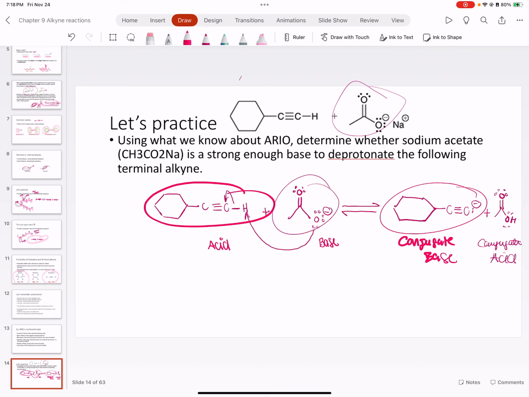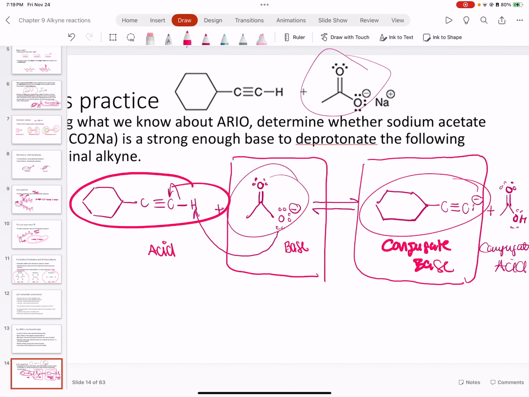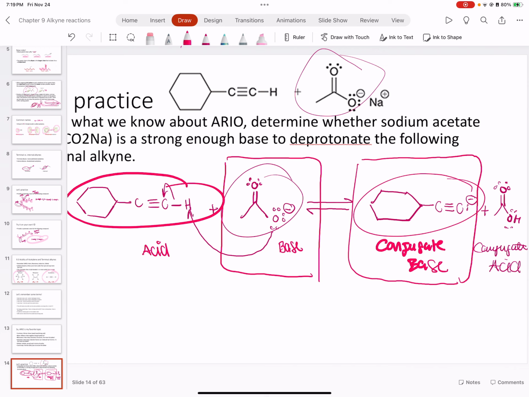So then now we can compare bases, and that is when ARIO comes into play. That's how we're gonna determine if it's strong enough to deprotonate it. This one's pretty easy because here we have atom. Atom stands for where that negative charge is located. I have my negative charge on an oxygen, while in here I have my carbon negative.